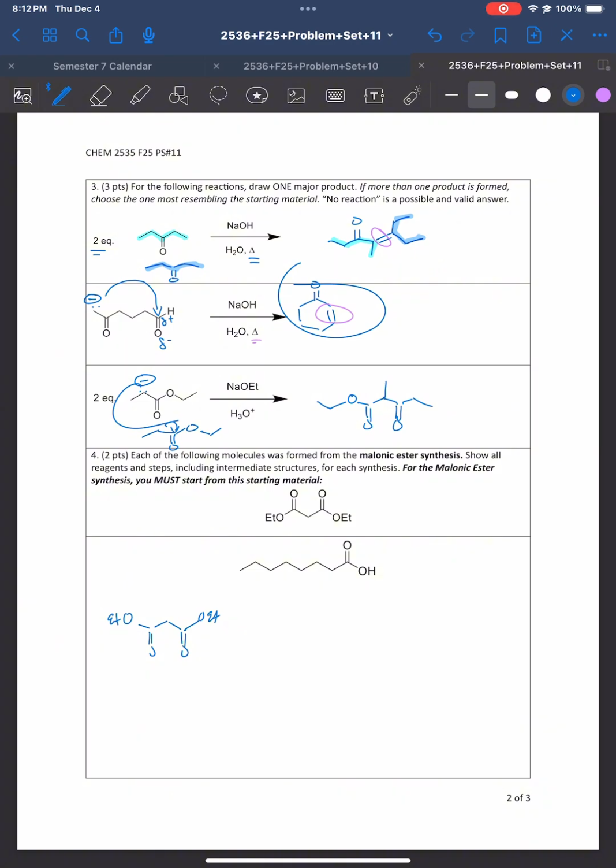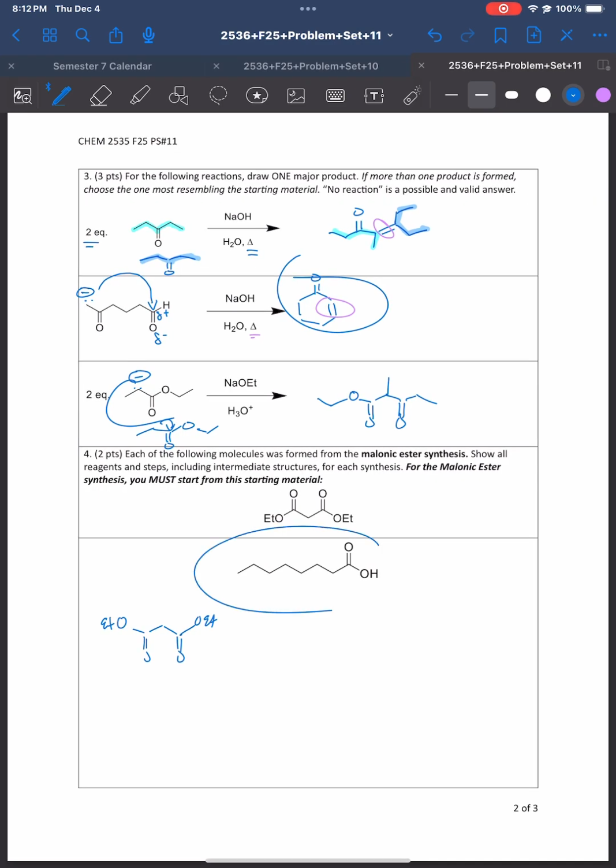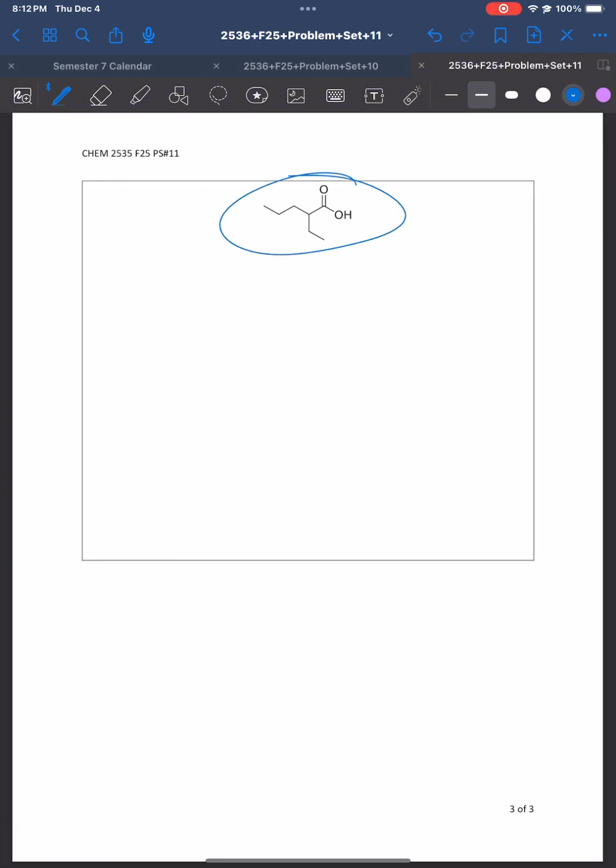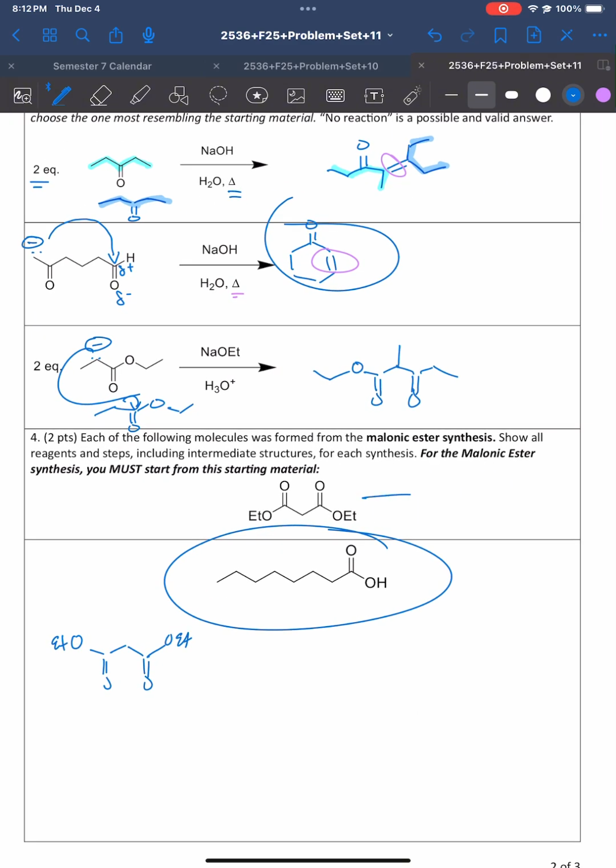All right, so now let's look at question number 4. So we're basically trying to form these molecules, this molecule and this molecule here. And we're starting with this molecule, no matter what. So in order to do this, there's going to be a kind of pipeline that is typically always going to be true. So we're going to start with this molecule.